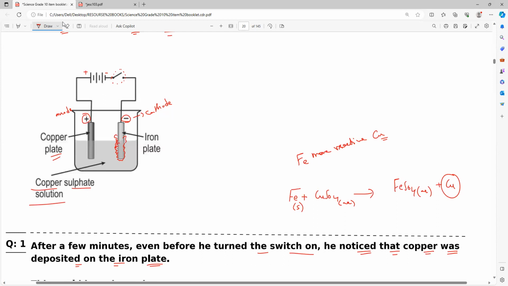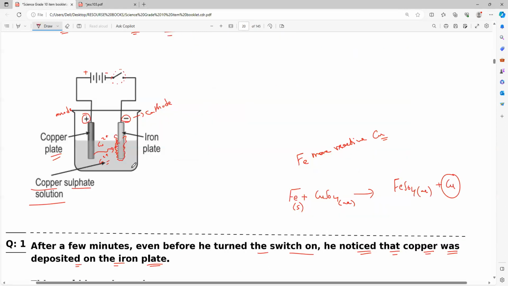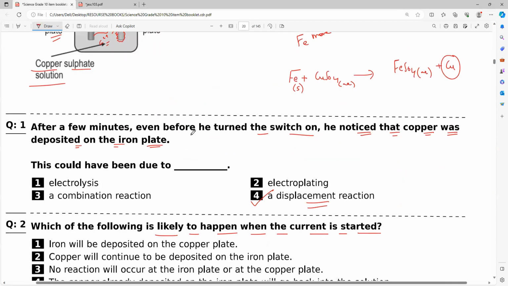So now what will happen? The copper plate and iron plate in copper sulfate solution. What will happen, everybody? It will continuously start depositing copper on the surface of iron. So it is just the reverse of this one. Here it is always going from anode to cathode, anode to cathode. Here also the same, anode to cathode, anode to cathode. That's all. Clear? Understand, everybody?